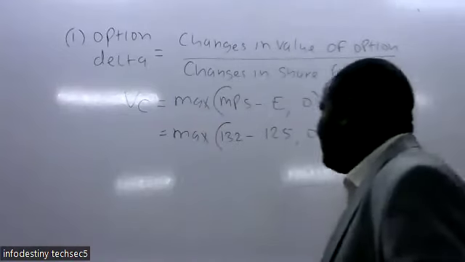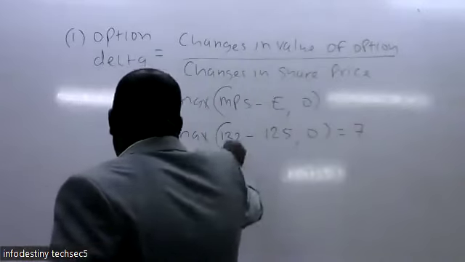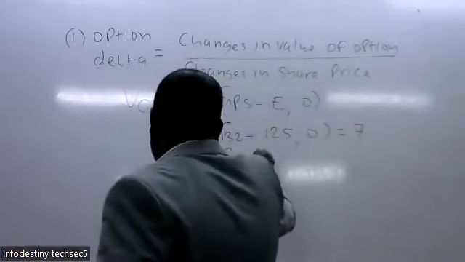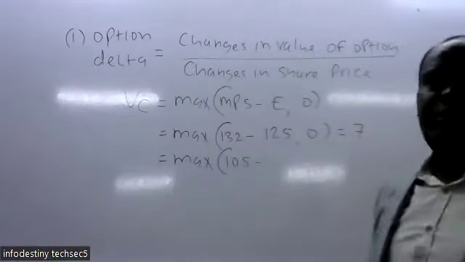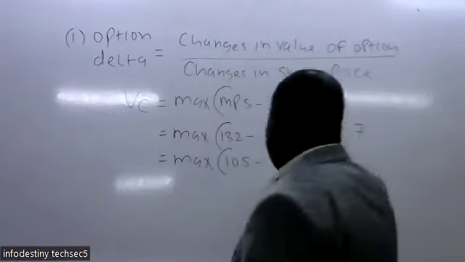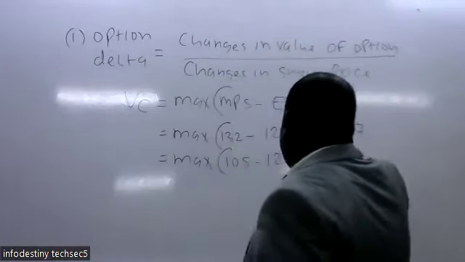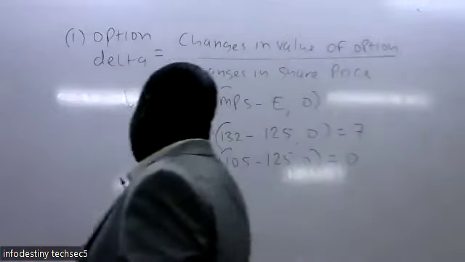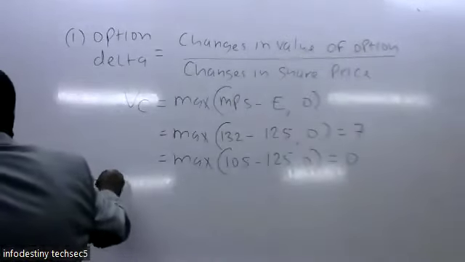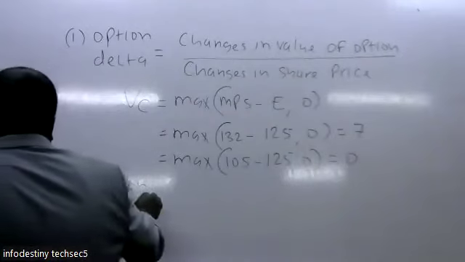And then the other price, we also calculate for the other price. So the other price, I gave you 105. It could either be 132 or 105. Exercise price will still remain 125. But this one is negative, it means it becomes a 0. So now from there you get the option delta.